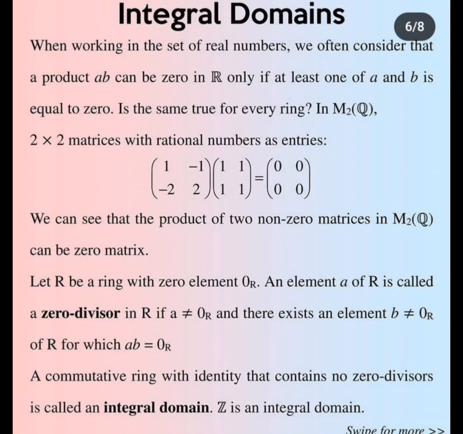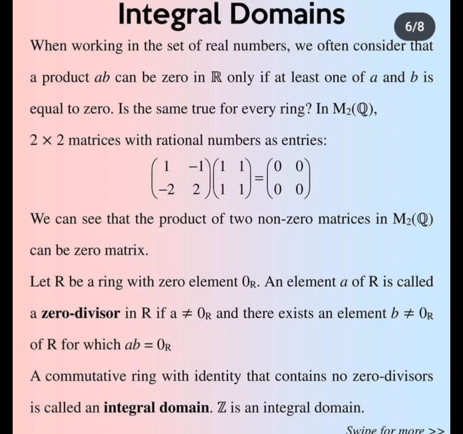So the next thing we'll be reviewing is integral domains. Now there is no way you do rings without understanding what we mean by integral domains and zero divisors. So when working in the set of real numbers, you often consider that when you multiply two variables together, a and b, the product can be zero. If you pick two elements and multiply them together in the set of R, it's possible that the product is going to give you zero if one of them is equal to zero.